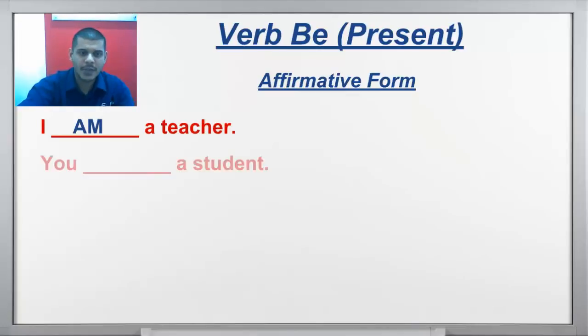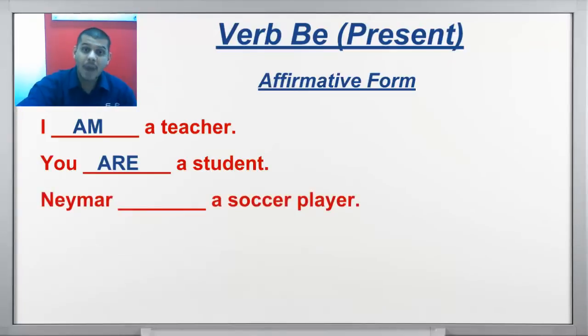How about this next one here? You ___ a student, right? And I have to complete with the verb be according to the pronoun you. So you are a student, right? And I continue with some other examples. Let's take a look. Neymar is he, right? He. And what is the verb be that I use with the pronoun he? Neymar is a soccer player, okay?